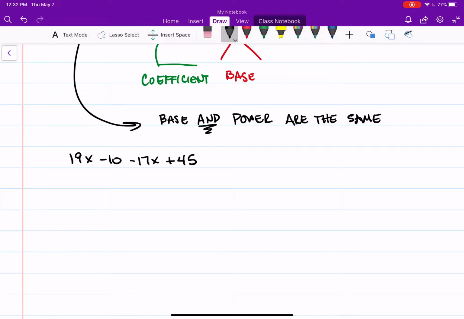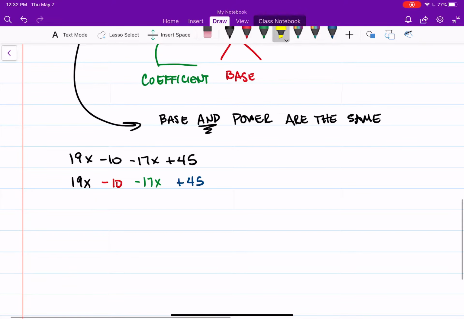So for example, the 19x is a positive because there's no sign in front of it, so it is positive. Think of it as a negative 10. Think of it as a negative 17x. And think of it as a positive 45. So think of it in that way. So now you know the 19 is positive, the 10 is actually a negative 10, the 17x is actually a negative 17x, and the 45 is positive, okay?